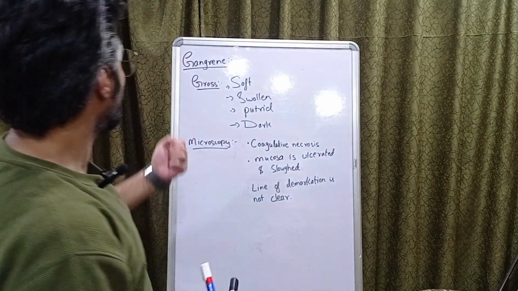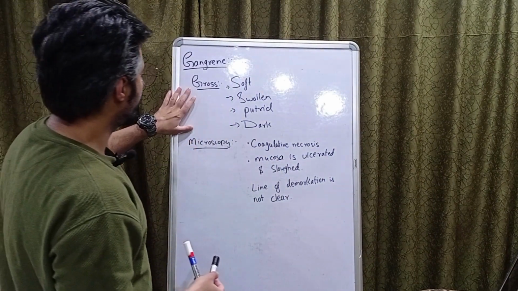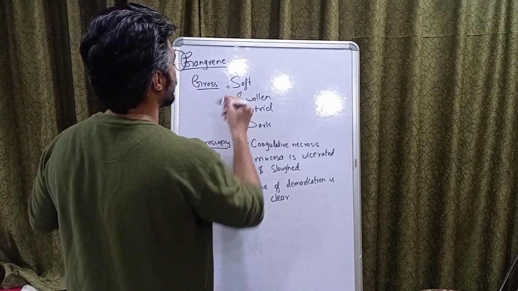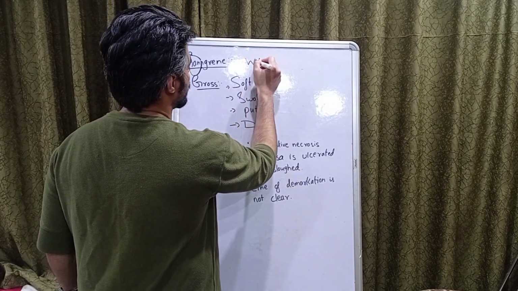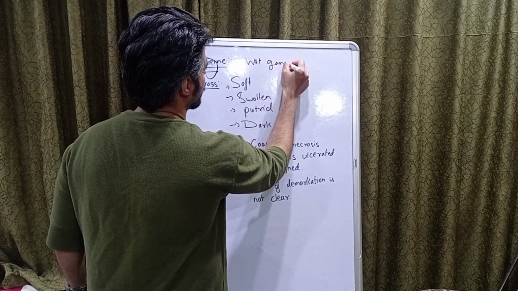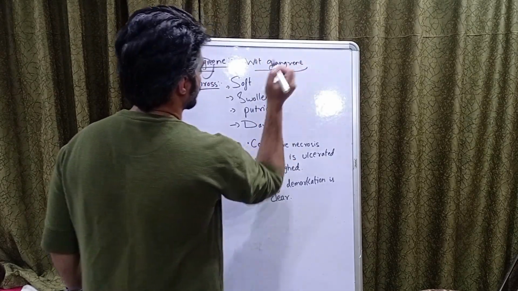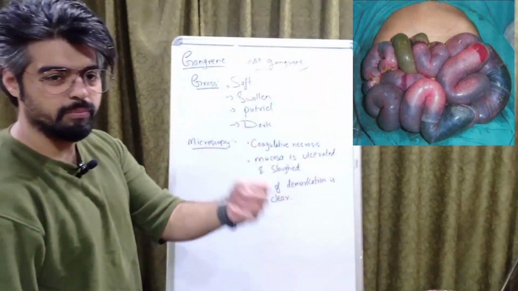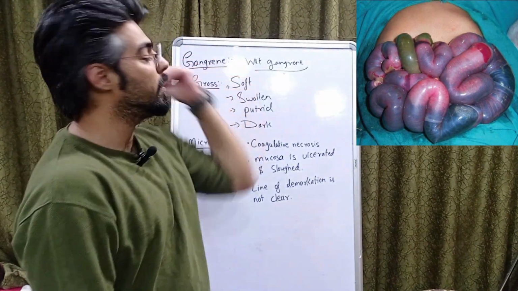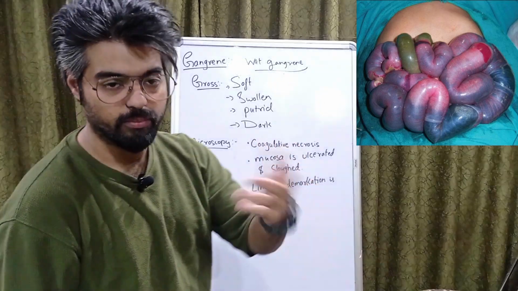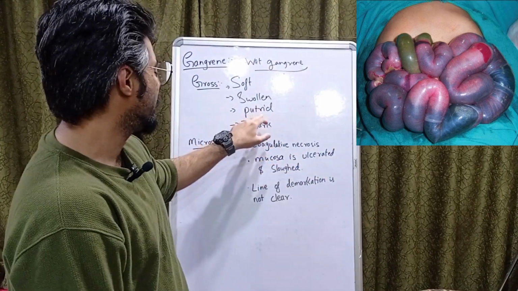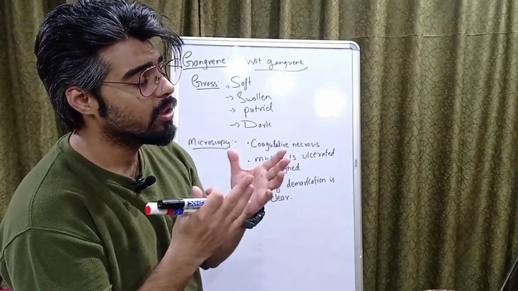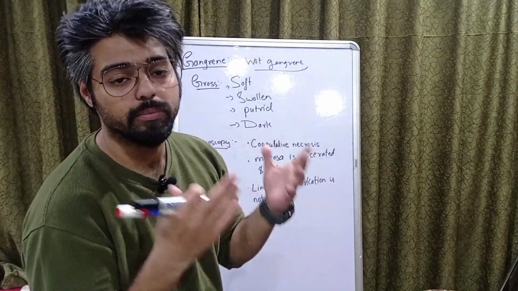Okay, guys. Now, first we will see the morphology of wet gangrene. So what will be the gross appearance? It will be soft, swollen, putrid, and black or dark in color, due to the absence of the venous and arterial blood supply.